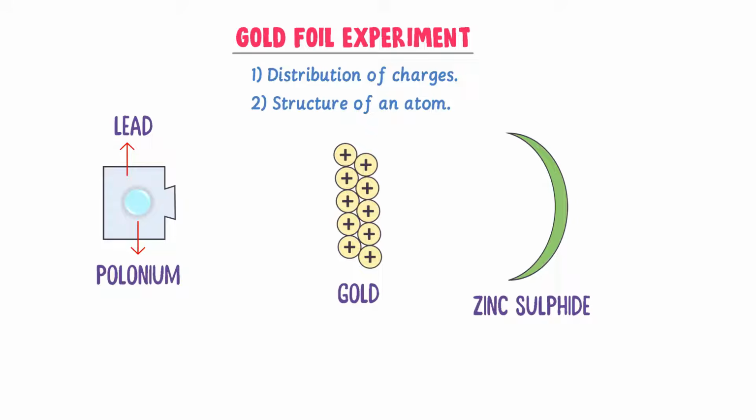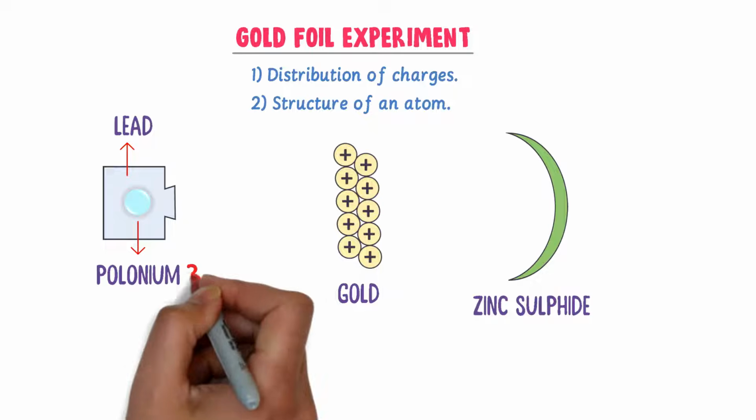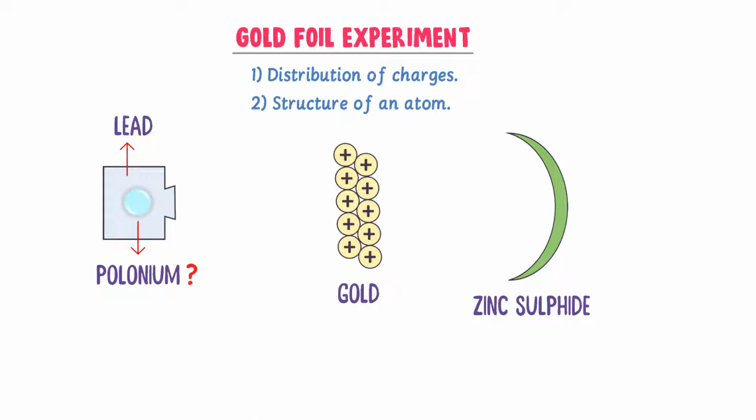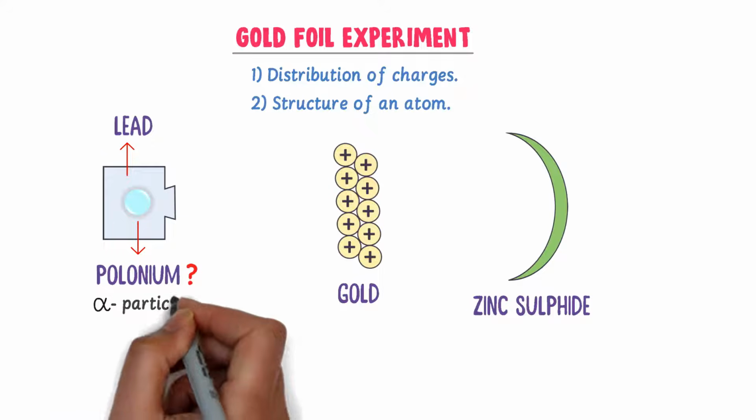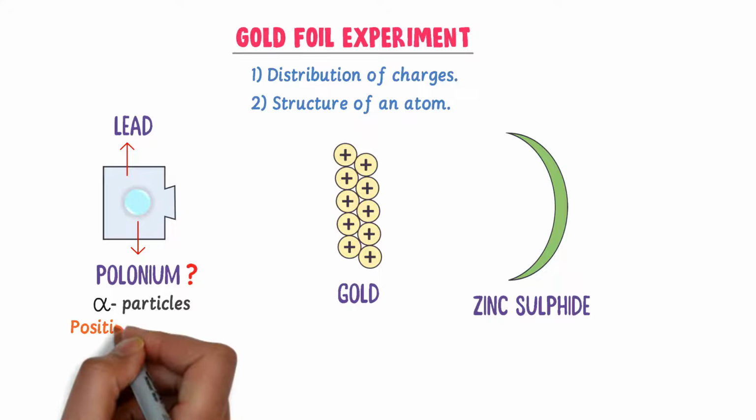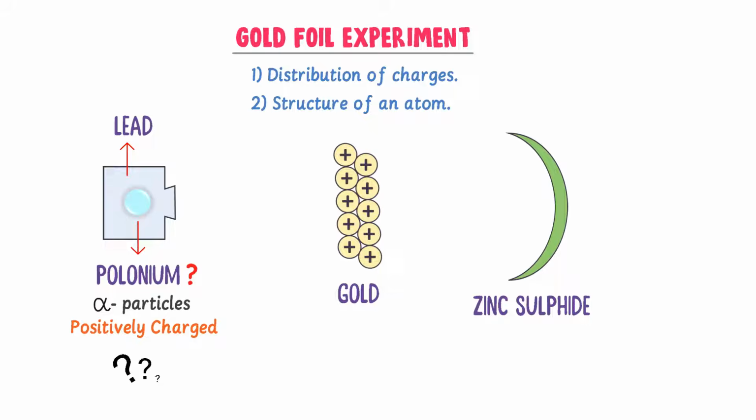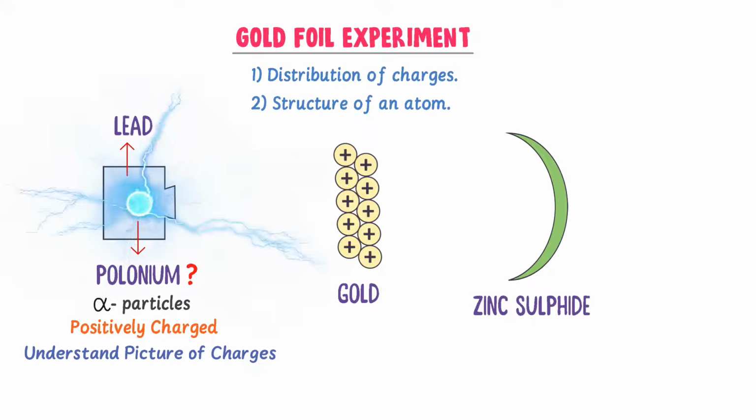Now here comes the interesting part of this lecture. Why did he take polonium? Well, he took polonium because it produces alpha particles. Alpha particles are positively charged particles. What is the purpose of alpha particles in this experiment? As we know, Rutherford wanted to find the distribution of charges across the atom. One can only understand the picture of distribution of charges across the atom if it is shot by some charged particles. So Rutherford used alpha particles to shoot the atoms.